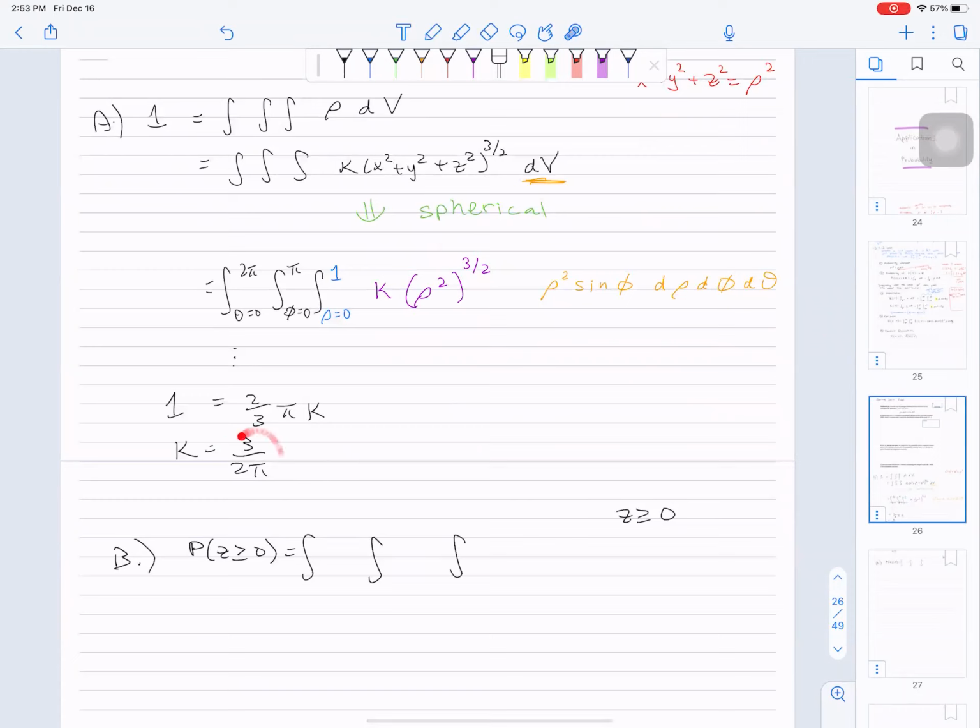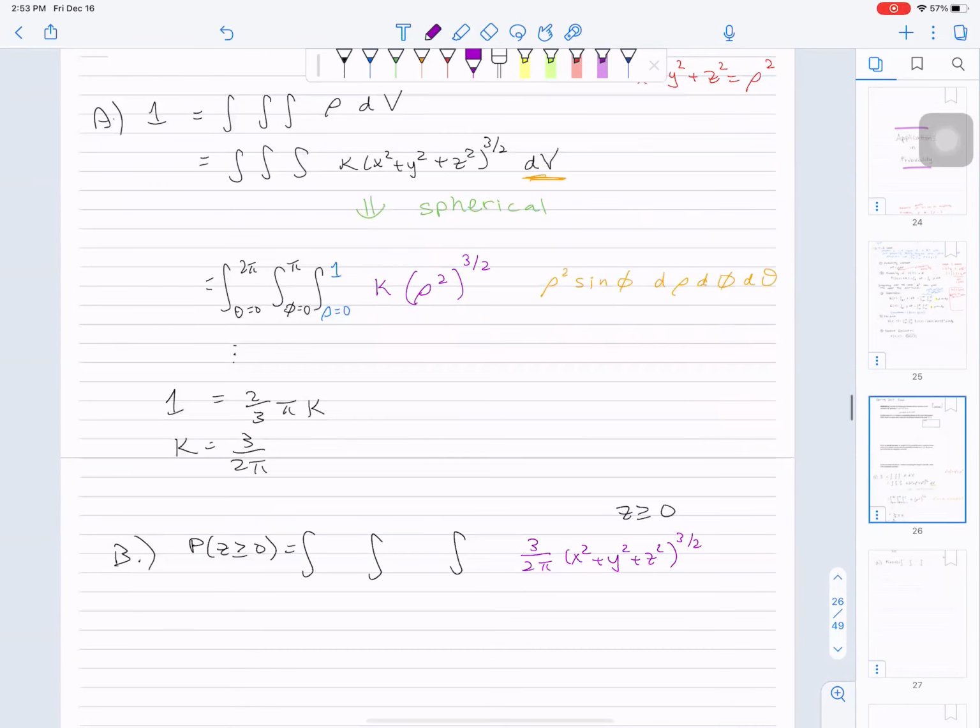What is rho? I found that k is 3 over 2 pi, so I can plug in. My rho is 3 over 2 pi times (x squared plus y squared plus z squared) to the 3 halves, because my rho is this thing and I know what k is. And then I have dv.